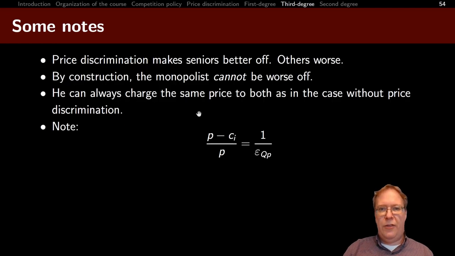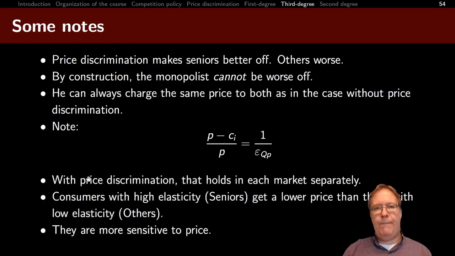Another thing to note is that, well, this condition is familiar, hopefully, from your first year course. So there we noted that your profit maximizing price for a monopoly, the profit maximizing price cost margin, if you like, equals 1 over the elasticity of demand. So that was your Lerner index. And with price discrimination, that simply holds in each market separately. So consumers with high elasticity of demand get a lower price, and those with low elasticity of demand get a higher price. So why do senior citizens get a lower price?